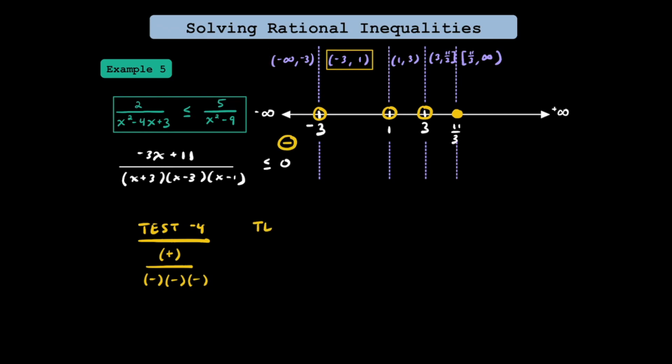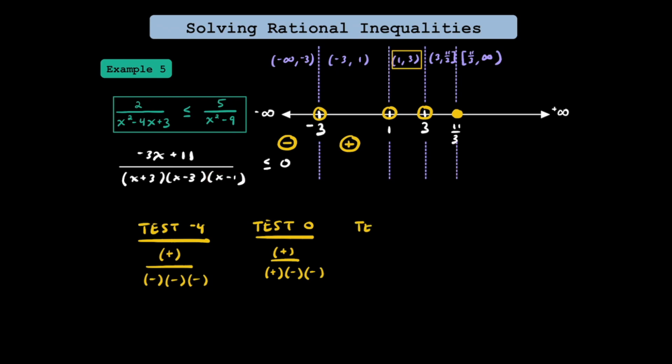For the second interval here, let's test 0. Negative 3 times 0 is 0, and 0 plus 11 is going to be 11. The top is going to be positive. On the bottom left, 0 plus 3 is going to be 3, and that's positive. In the middle, 0 minus 3 is negative 3, which is negative. And in the bottom right, 0 minus 1 is negative 1, which is negative. On the bottom, a positive times a negative is a positive, and a positive divided by a positive is going to be positive. Everything's going to be positive in this interval.